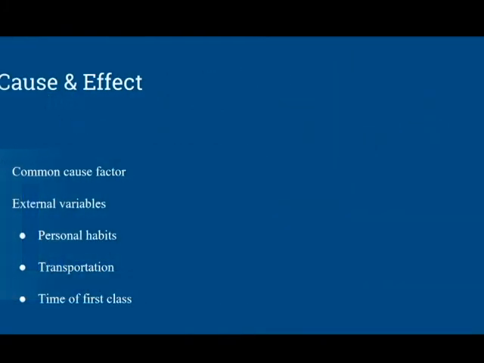Cause and effect. This can be a common cause factor. This is because there can be external variables such as personal habits, transportation, and time of first class. Some people may like to get up early regardless of class time. Also, students who drive their own car will wake up later than students who go to school by taxi or walking. Finally, the different class time may affect the result.